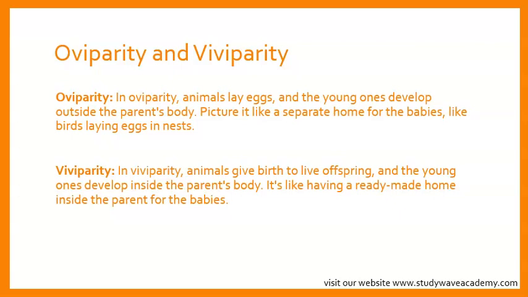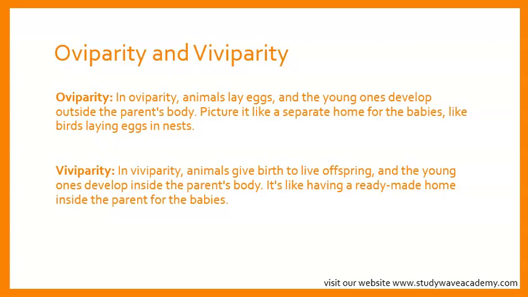So in oviparity, animals lay eggs outside for the young ones to develop, while in viviparity, animals give birth to live offspring and the young ones grow inside the parents. So this is how animals create their offspring, okay? How they create their next generation. Do you understand that? Good.